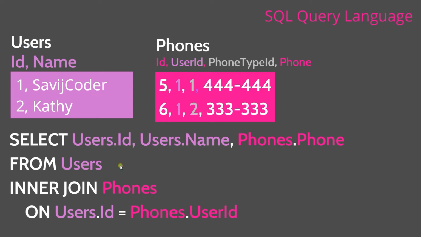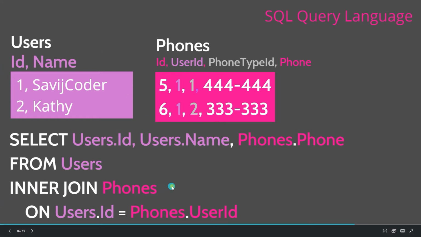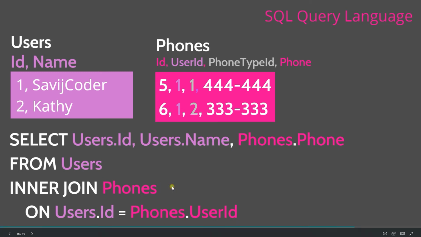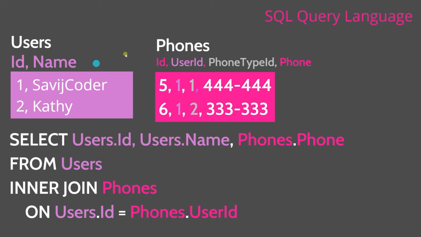But what about the phones? Well, in order to join this data together, I have to use an inner join statement. There is also an outer join statement, but we're not going to cover that today. The inner join statement says, tell me what the two IDs are that you want me to join on, and tell me what that relationship needs to be, and I'll take care of the rest.